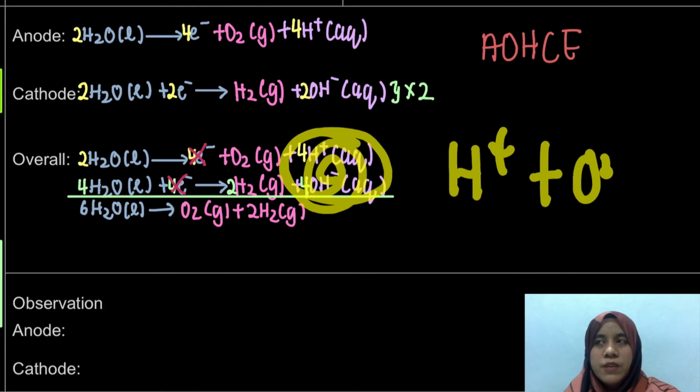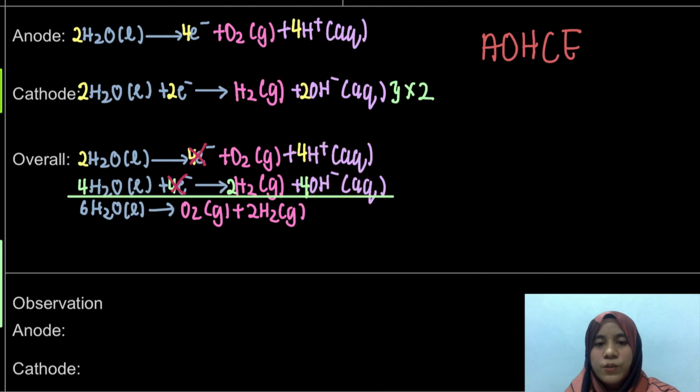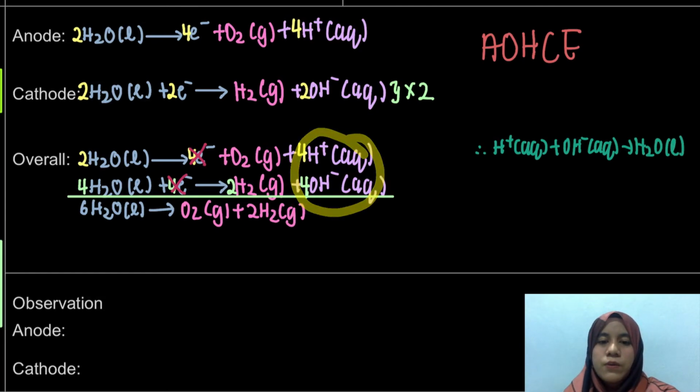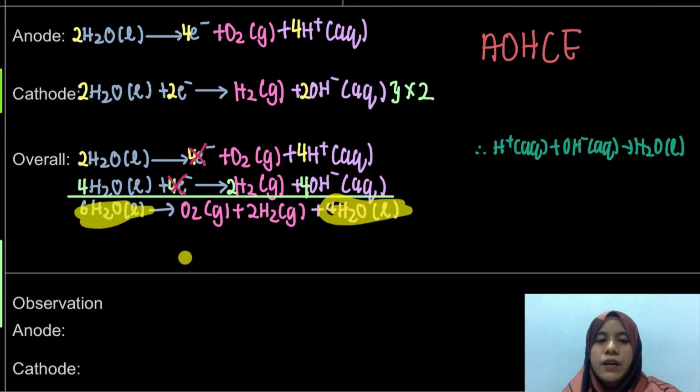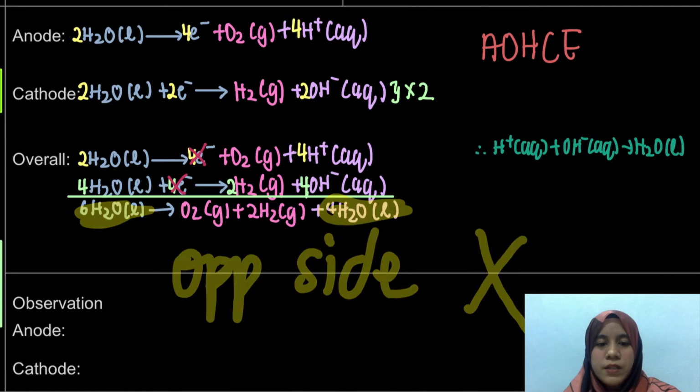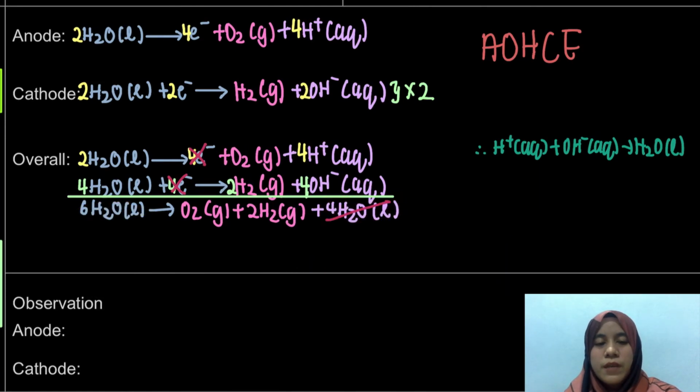Remember that H plus and OH minus actually will form H2O liquid. So I'm just going to write at the end here: H plus and OH minus will form H2O liquid. So here, I will straight away form my 4H2O liquid. But then from this equation, actually we can simplify it further. How? Simplify the H2O on the opposite sides, which can be cancelled out. So 4 can be cancelled out. What is left is 2H2O. So the last equation is 2H2O liquid equals O2 gas plus 2H2 gas. So that is the overall equation.